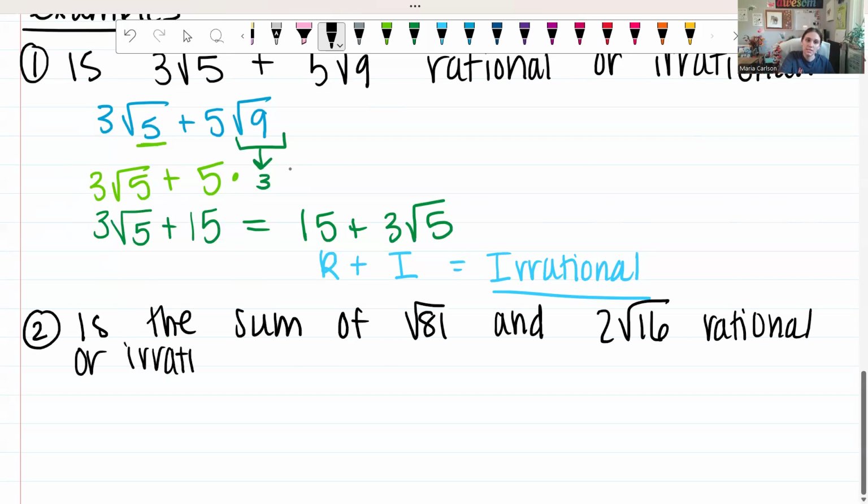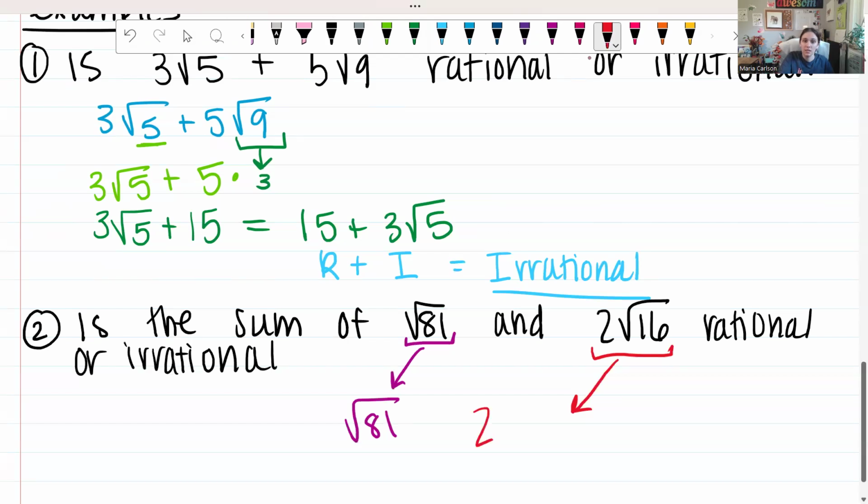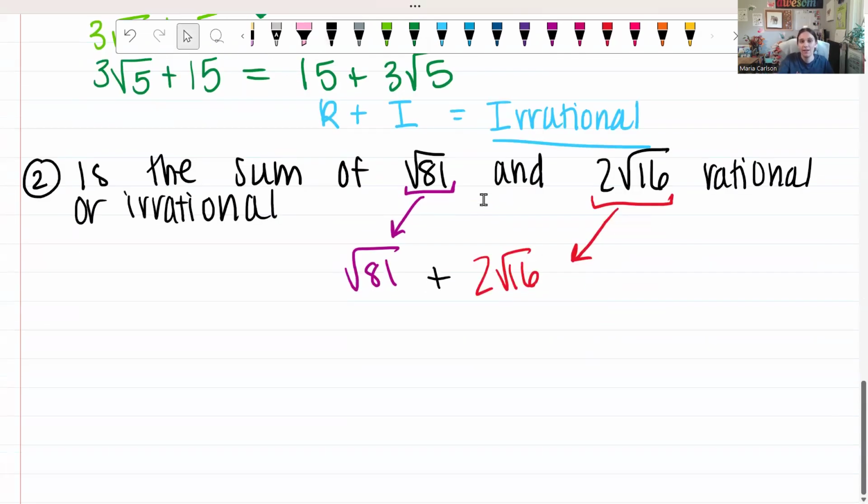So this problem says, is the sum of the square root of 81 and 2 square root 16, is it rational or irrational? And ask yourself, what does sum mean? It means we are adding. So I want to add these two things together, and I can't add them right off the bat. They are not the same numbers underneath that radical. So now I'm going to see if I can simplify either of these, and I can.